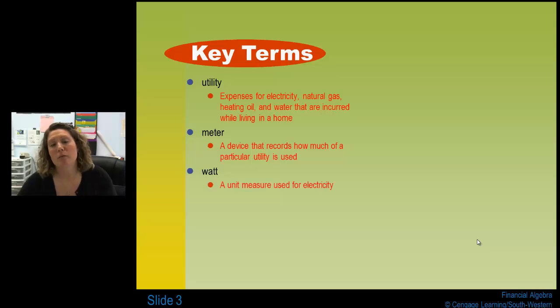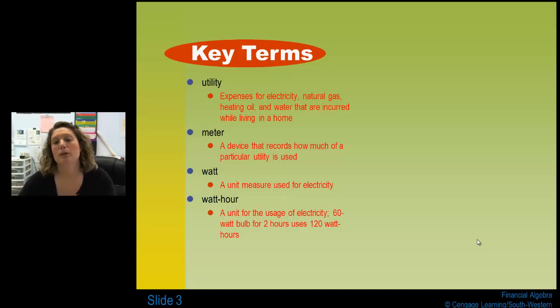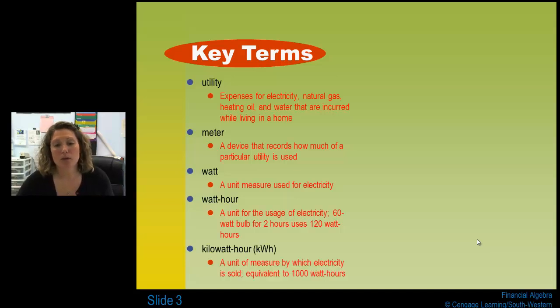Watt, this is a unit of measure used for electricity. A watt hour is used for electricity, so a 60 watt bulb for 2 hours uses 120 watt hours. Kilowatt hour, this is how they measure electricity when they sell it. It is equivalent to 1,000 watt hours. So a kilowatt hour is equivalent to 1,000 watt hours.